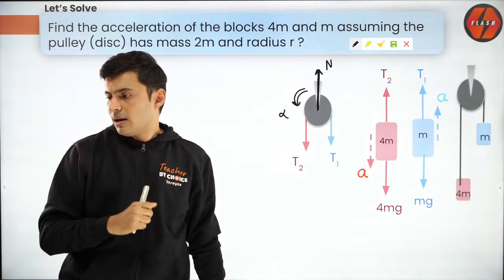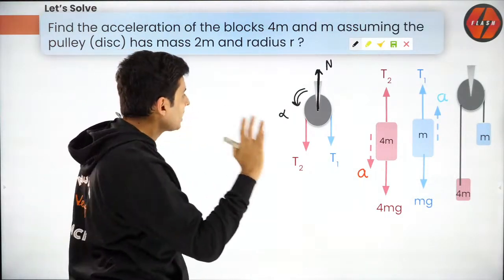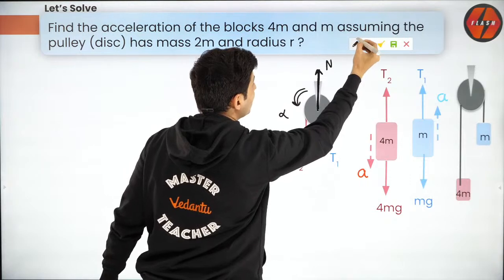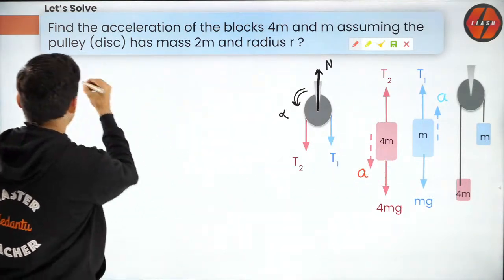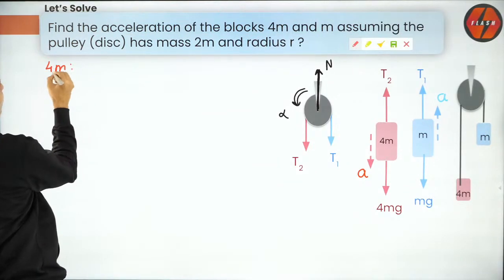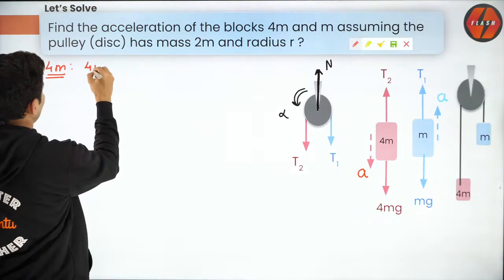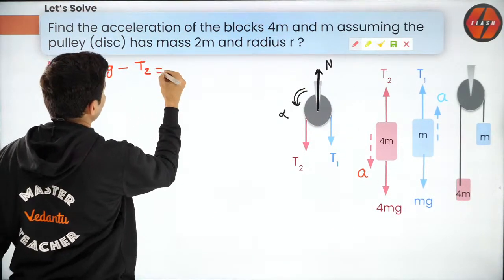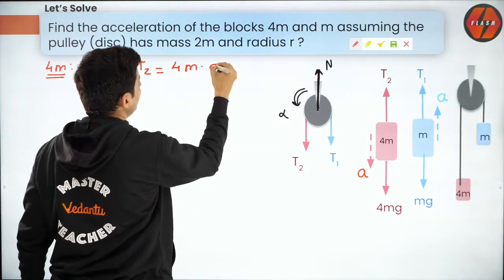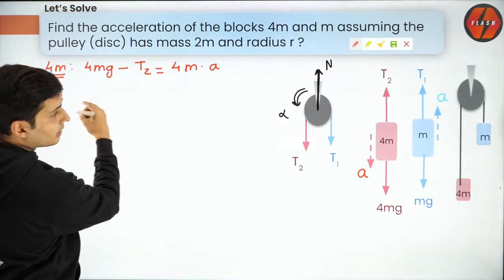Now the equations will look something like this. Observe. For 4m, it will be 4mg minus T2 is equal to 4m into A. Standard Newton's law equation. For which is that mass?